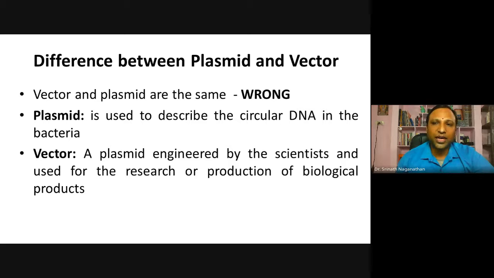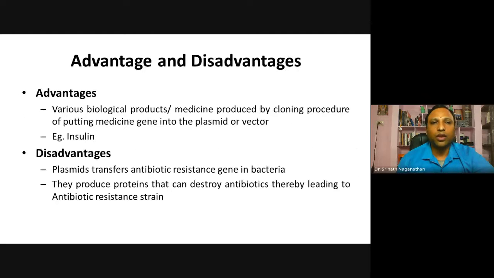Difference between plasmid and vector: are vector and plasmids the same? No, they are not. Plasmid is used to describe the circular DNA in the bacteria. A plasmid, when engineered by scientists and used for research or production of biological products, is called a vector.